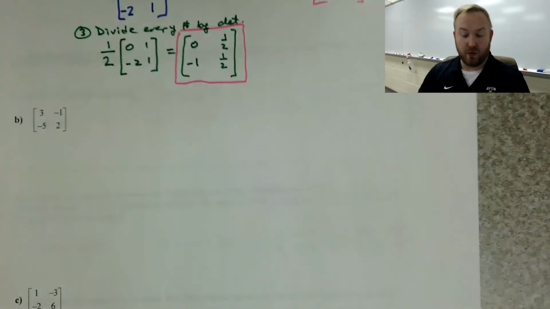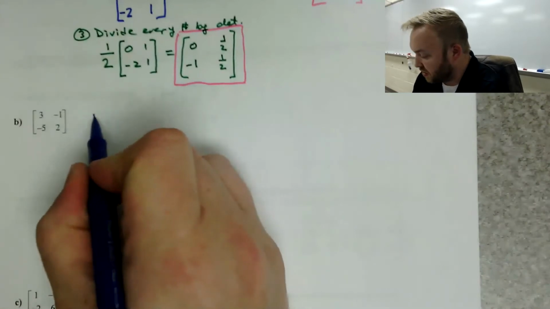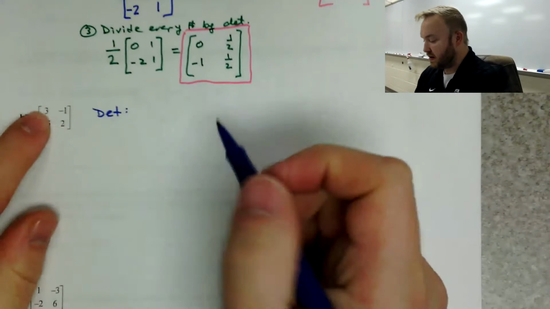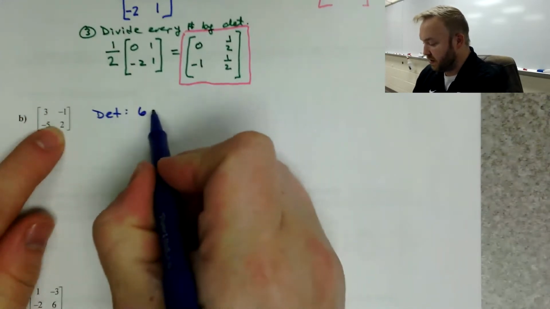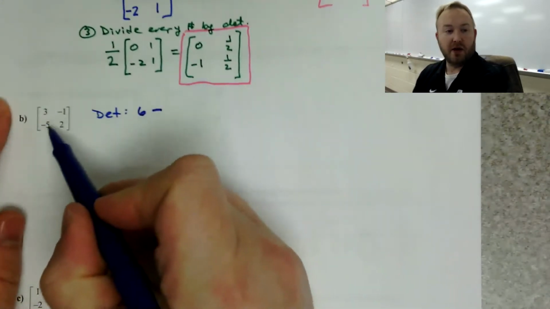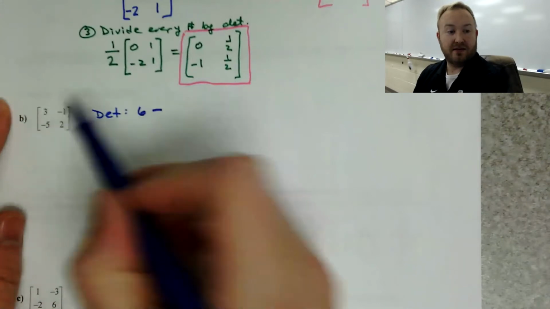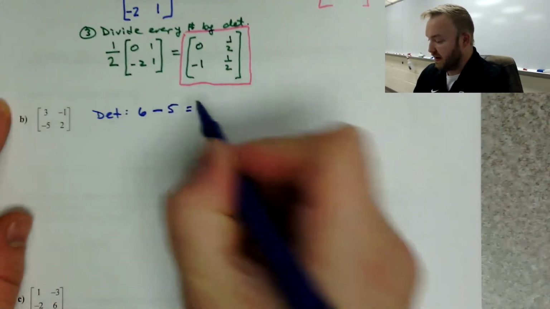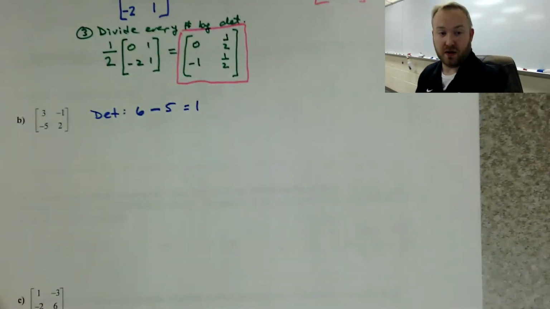Okay, let's go on. Now that we've gone through the process, we can do this a little bit more quickly. The first thing is to find the determinant. So I'm going to multiply the first diagonal. 3 times 2 is 6, and then I'm going to subtract. Now I'm going to multiply the second diagonal. -5 times -1 is 5. So my determinant is 6 minus 5, which is 1. Ooh, this is going to be an easy one.